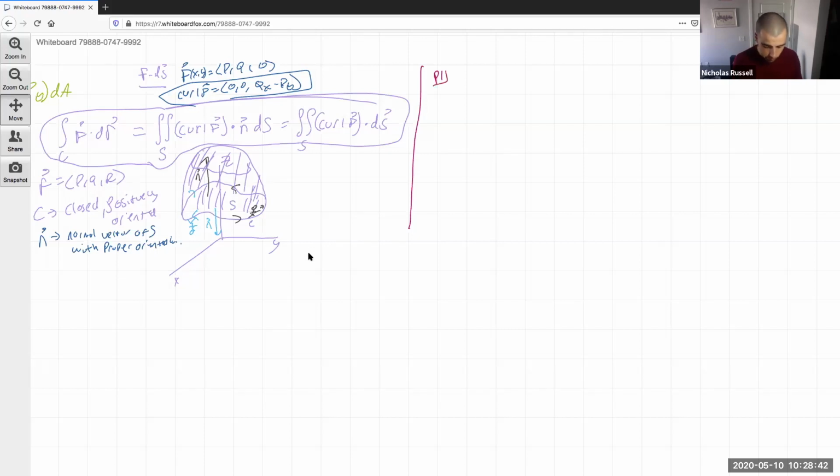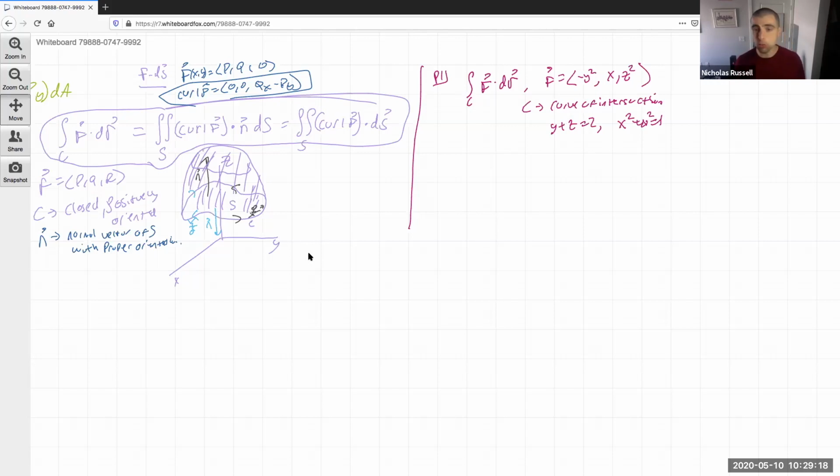So the first problem that we'll do here is we're going to try to evaluate this integral of F dot dr, where F is equal to negative y squared, x, z squared, something like that. And C is the curve of intersection of the plane y plus z equals 2, and the cylinder x squared plus y squared equals 1.